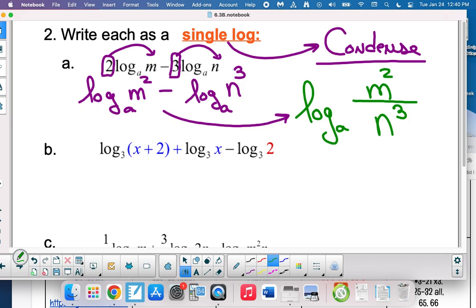When you get done with this, you have one log. You have to look at what you have the log of. You have basically log base A of this number. If this number is reducible or could be simplified, do it. Well, you've got an m over an n. Can you reduce that? No. But if you had m to the 5th over m to the 2nd, I hope you say log base A of m cubed.